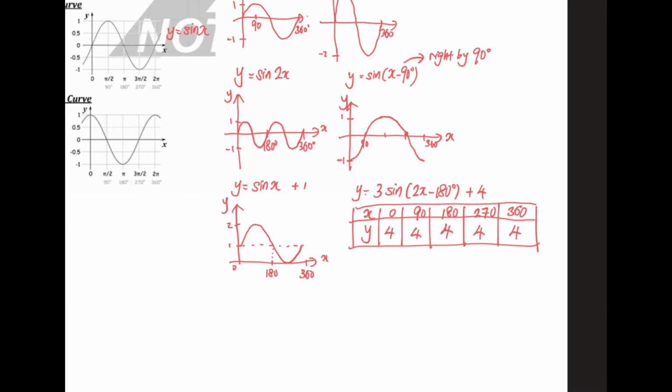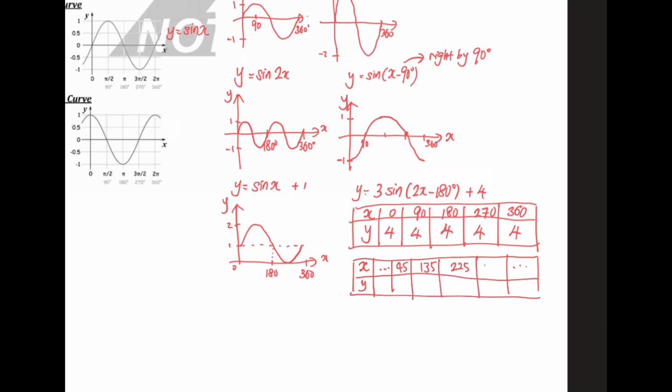So we need more angles. I put another column. Obviously, if you put 4, 4, 4, 4, you may feel like, is that going to be a straight line? Of course not. So I put more information. I put angles in between: 45, 135, 225, 315.